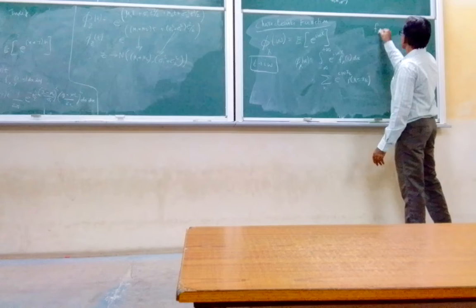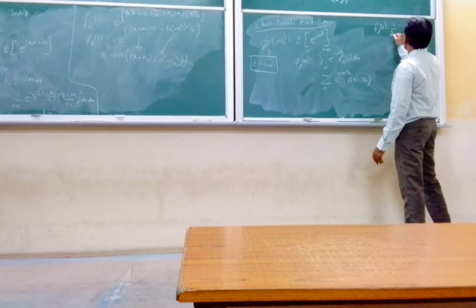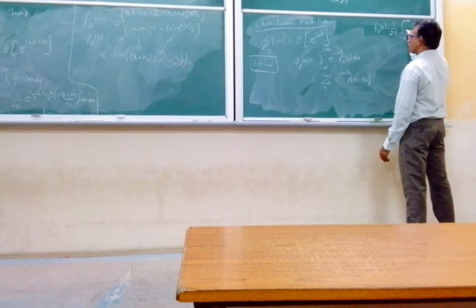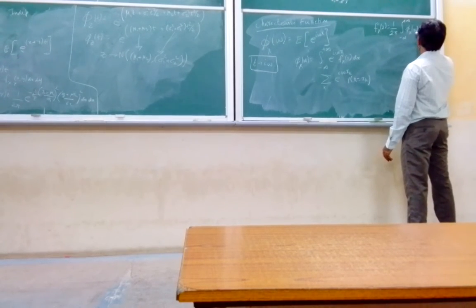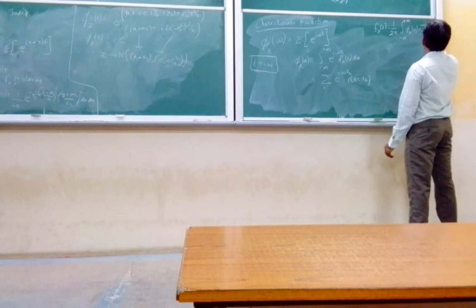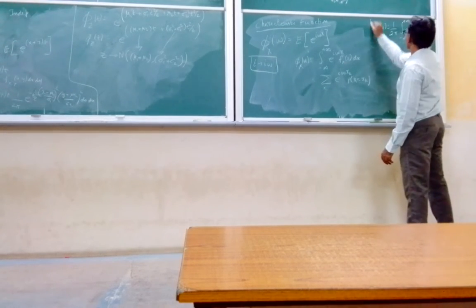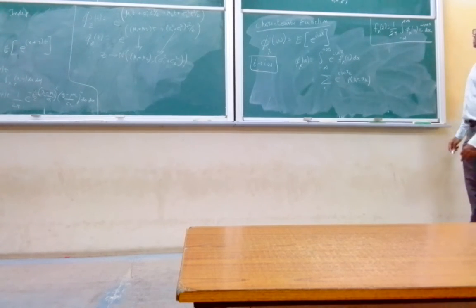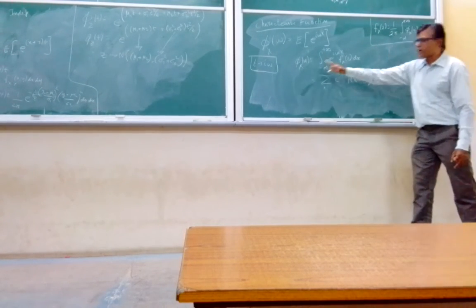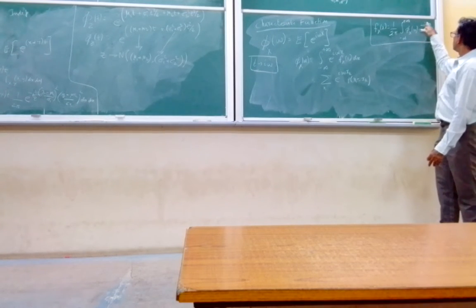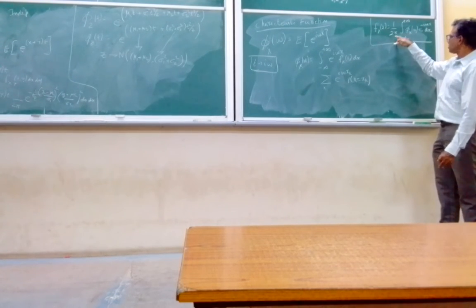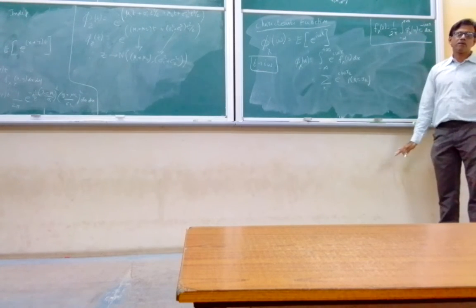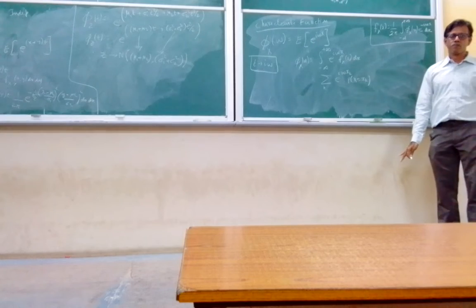So in this case, it will be the integral of psi x of omega times e power of minus i omega x d omega. That's it. So this characteristic function, if you do this transformation, then you will get back the density function of the random variable.